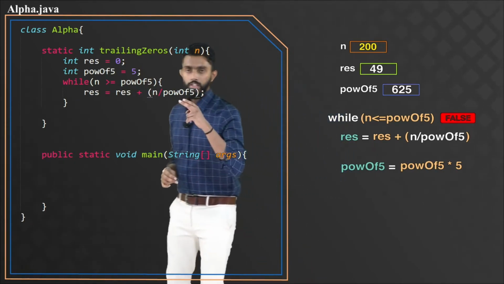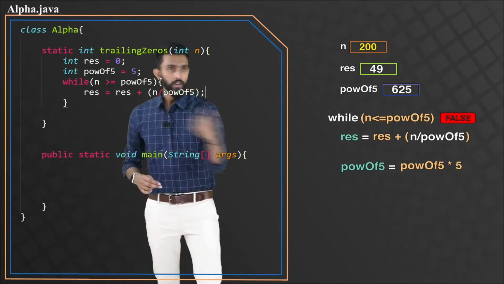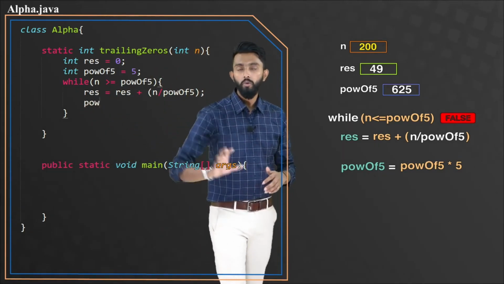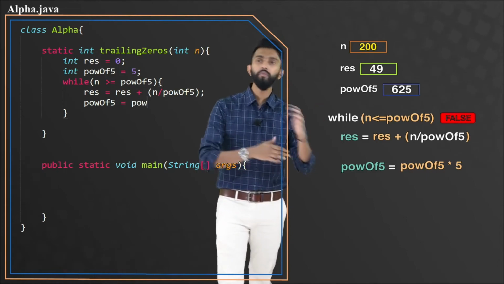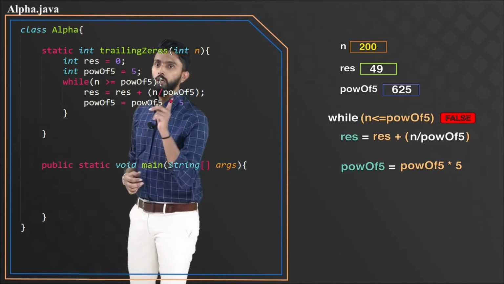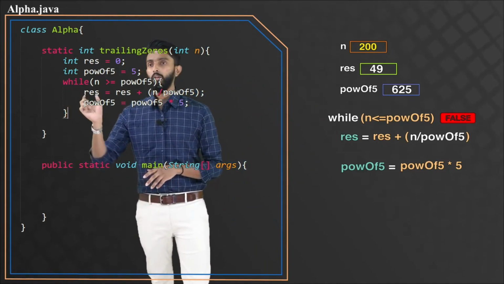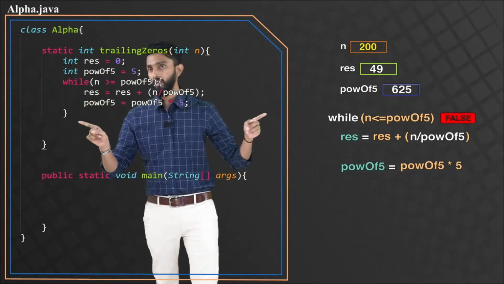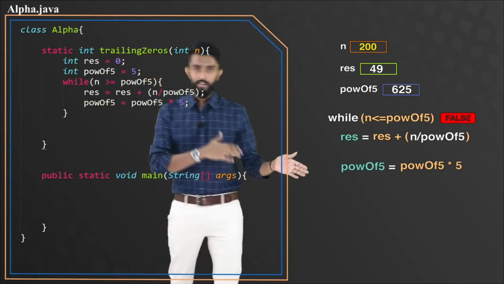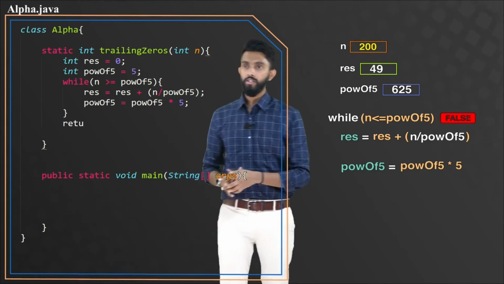Superb. Next you want the power of 5 to be updated, and that's what I'm going to do. Power of 5 is equal to old power of 5 into 5. Awesome. At the end of the loop, result will have the number of trailing zeros. I'll come out of that, return it. So I'll just tell return result.